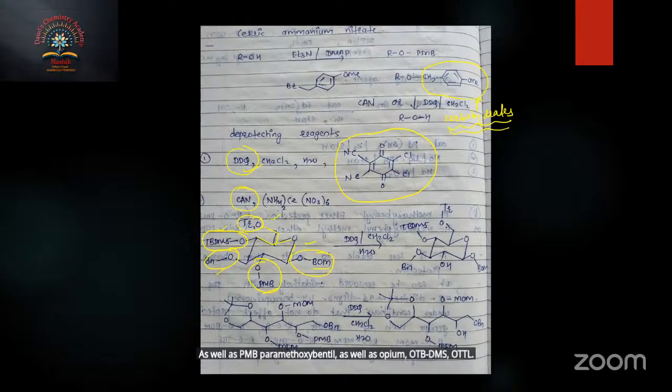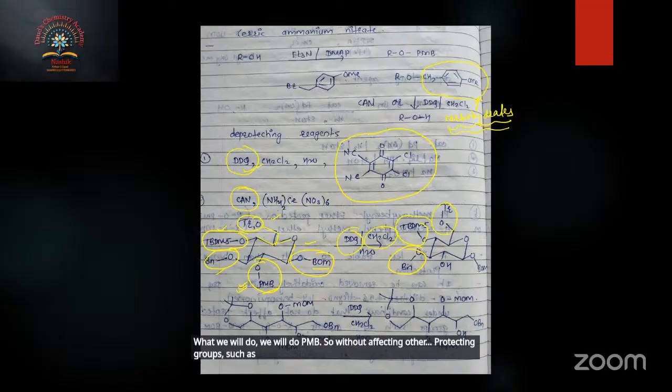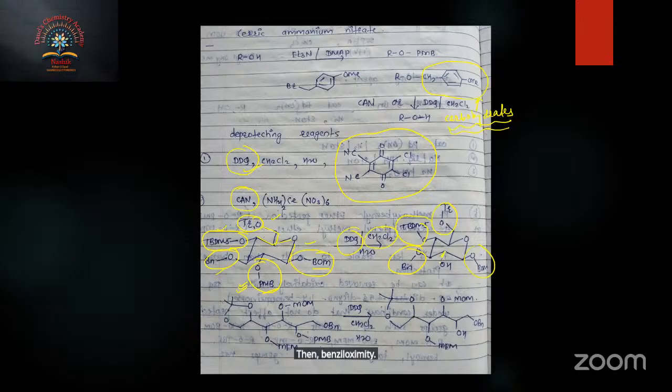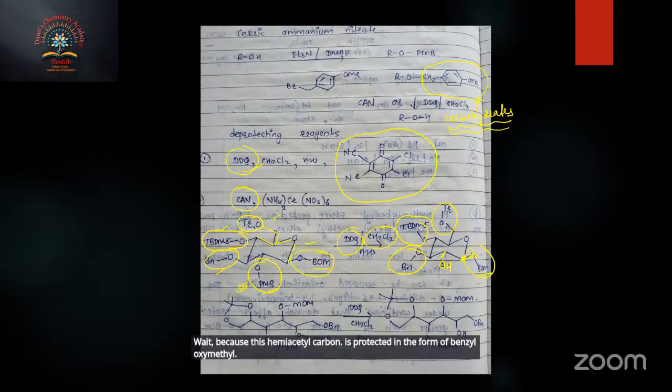What is important? See, each protecting group has its own property. So you cannot use a simple reagent to deprotect all OH groups, right? So let's say we have to deprotect this PMB, paramethoxybenzyl group. What will we do? We will use DDQ, without affecting other protecting groups such as OBn, OTBDMS, trityl, then benzyloxymethyl. This OH gets free, right? Because this hemiacetal carbon is protected in the form of benzyloxymethyl ether.